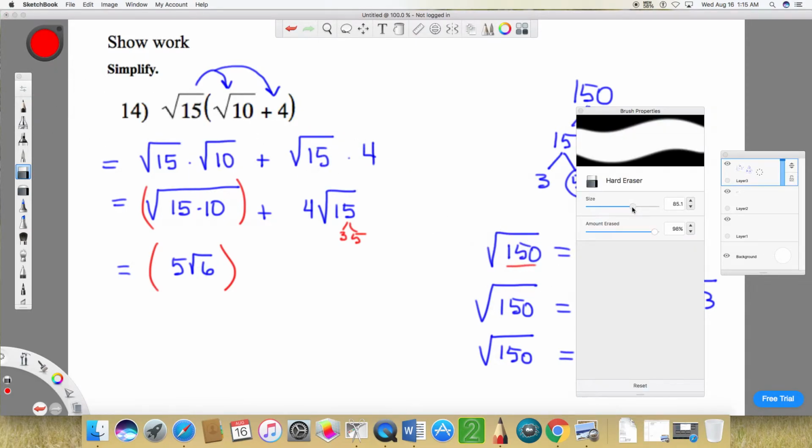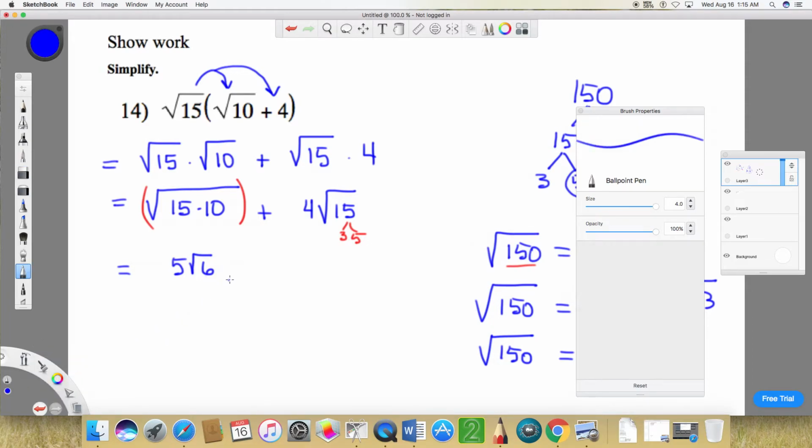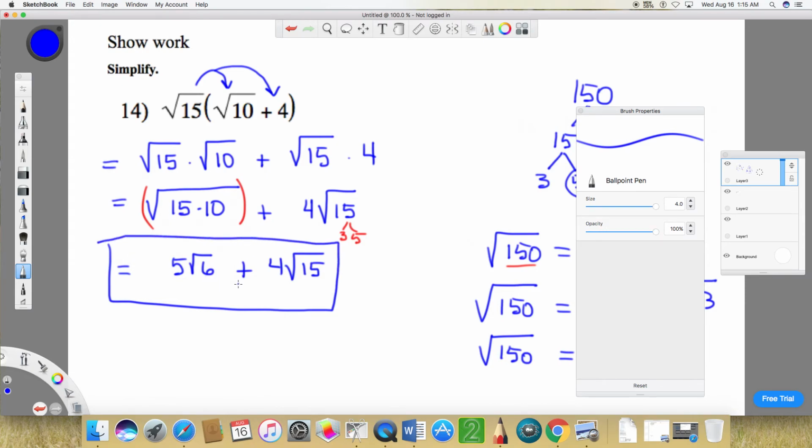has two terms, and they're unlike terms. I can't combine them. This first term, that 5 is counting how many radical 6's that we have. And the second term is counting how many radical 15's that we have. And the radical 6's and radical 15's can't be combined. Not with addition here. These are unlike terms. So there's my final answer for number 14, and I hope that helps.